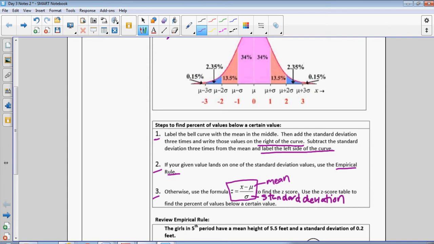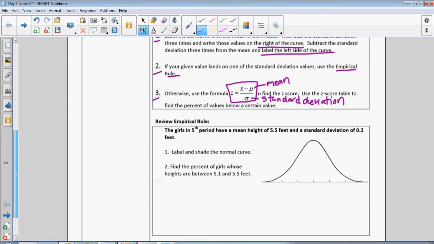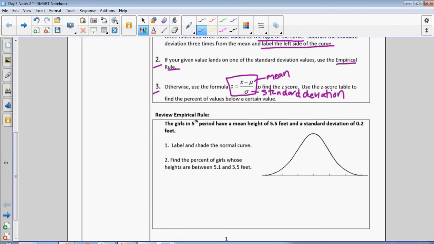So first, let's do a practice problem from day 1 using the empirical rule. So we have girls in 5th period who have a mean height of 5.5 feet and a standard deviation of 0.2 feet. So you always want to put the mean right in the middle, 5.5 feet. And I'm going to draw my standard deviations. And I'm going to add 0.2 to 5.5, so I'll get 5.7, 5.9, and 6.1. And then on the left, I'll subtract my standard deviation, so I'll get 5.3, 5.1, and 4.9.